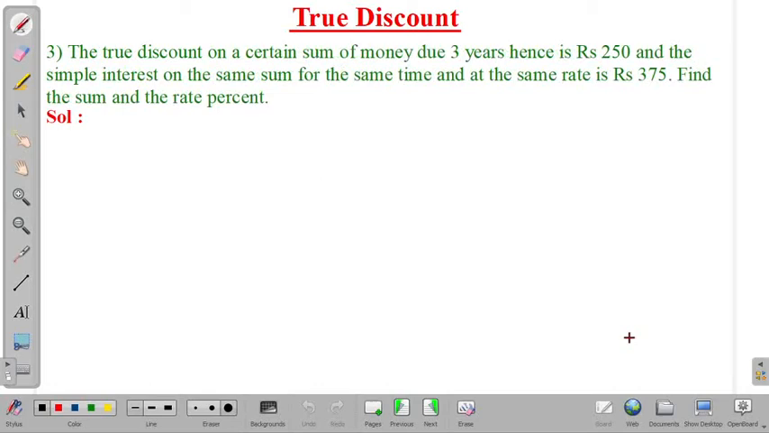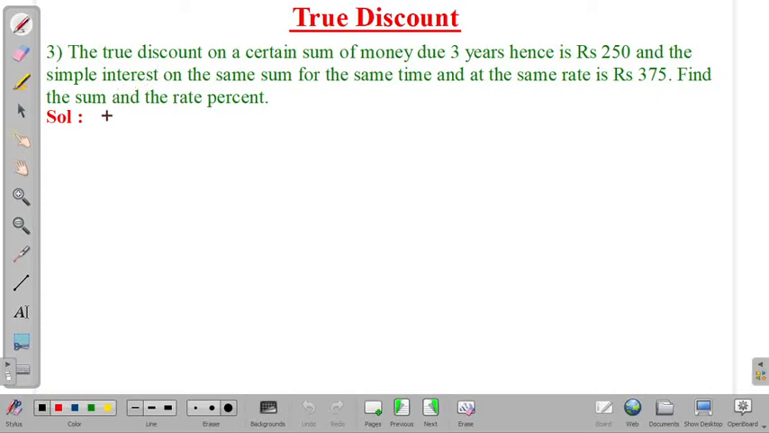See, in this question, true discount on a certain sum of money due 3 years hence is rupees 250. So true discount is given and simple interest on the same sum for the same time and at the same rate is given as 375. So we need to find the sum and the rate percent. So we know the formula to calculate the amount or sum when we know simple interest and true discount.